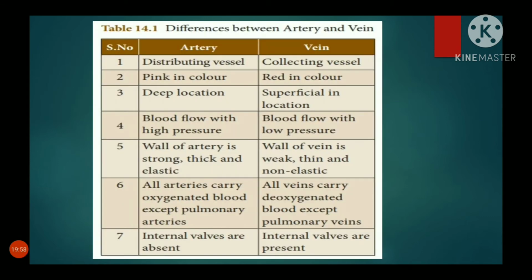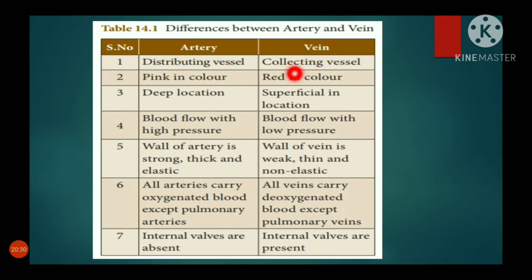Next, let's see the difference between artery and vein. Artery: distributing vessels, pink in color, deep location, blood flows with high pressure, the wall of the artery is strong, thick and elastic. All arteries carry oxygenated blood except pulmonary arteries. Internal valves are absent.